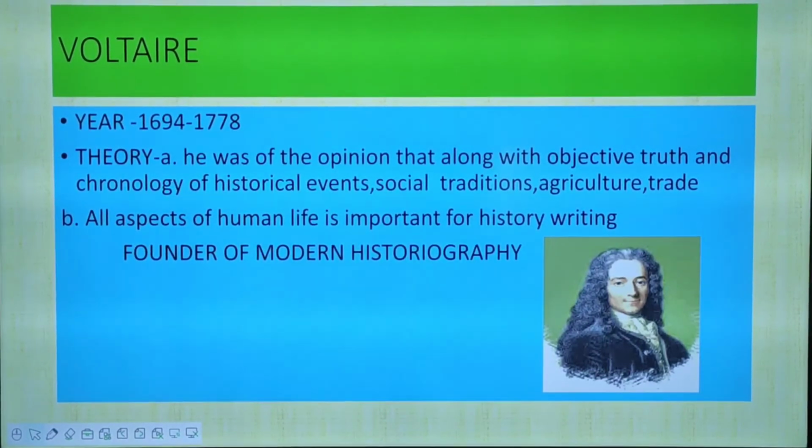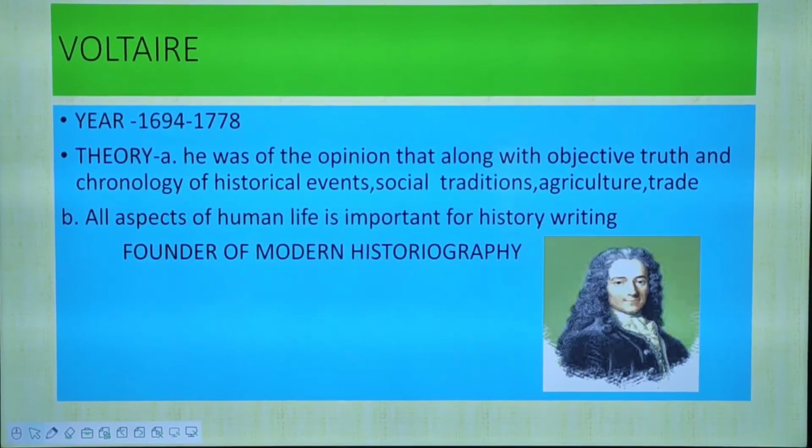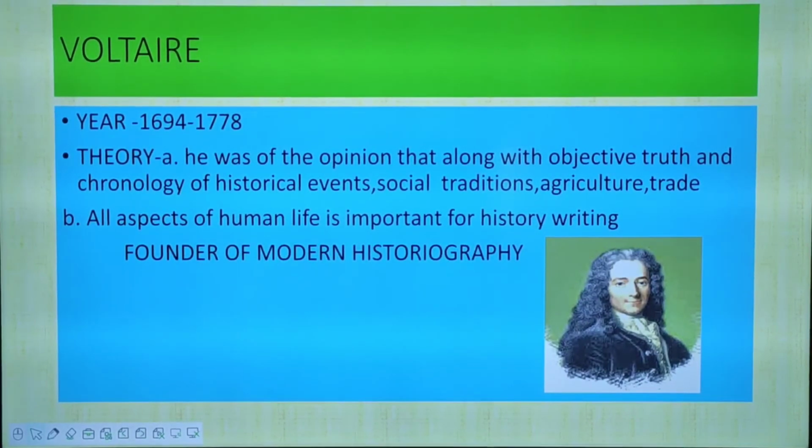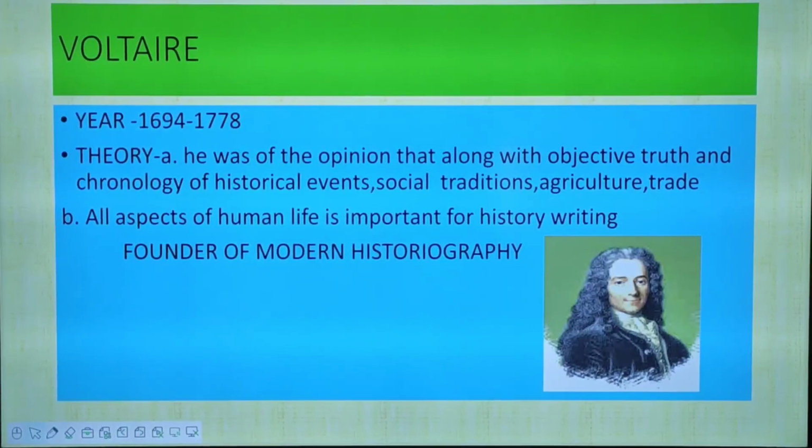In simple words, I will call it the chronology of historical events, social traditions, agriculture, trade. Every point will be taken into consideration: the trade, the agriculture, the social conditions, the historical events. I'll put everything together, and that is the theory Voltaire professed. So he did not only analyze that person. He took all aspects, the social background, the upbringing, collected everything, and then arrived at the truth. He felt that all aspects of human life are important.